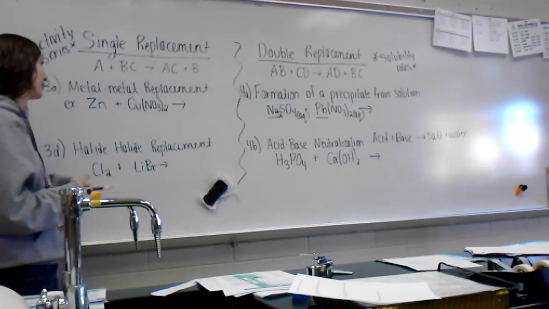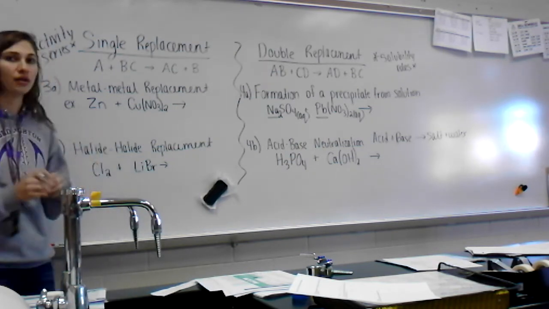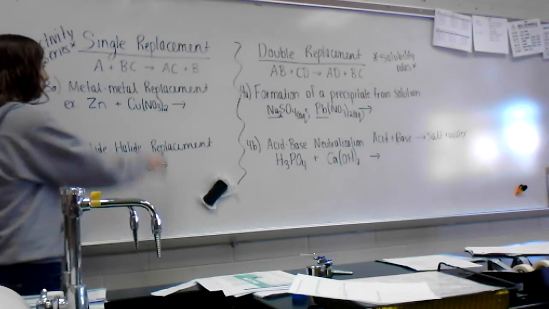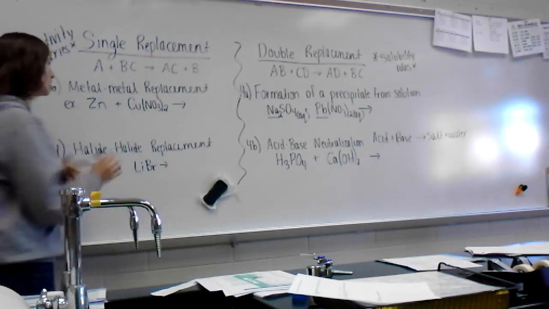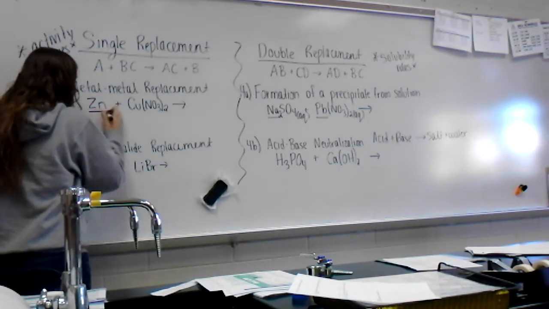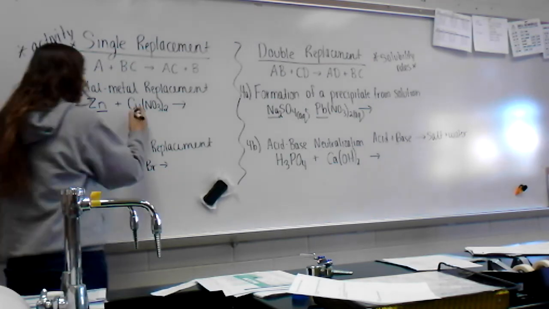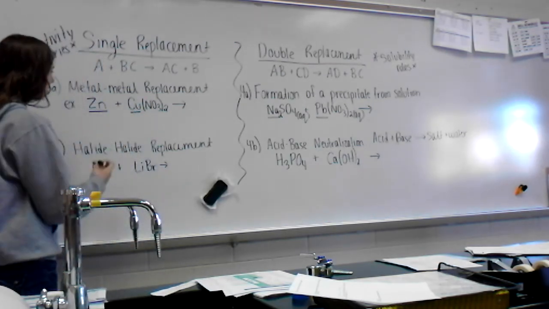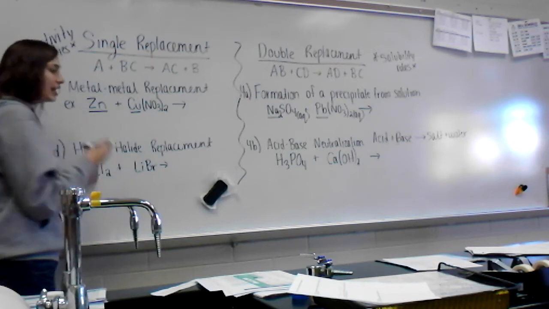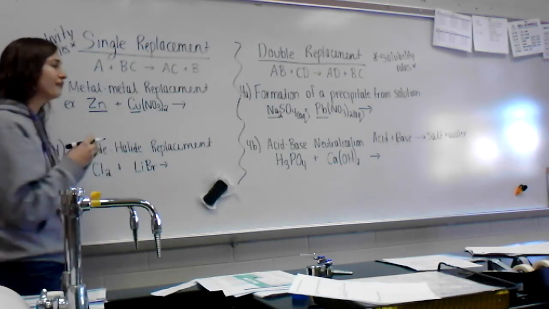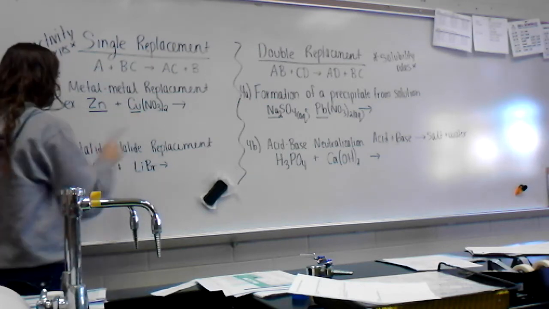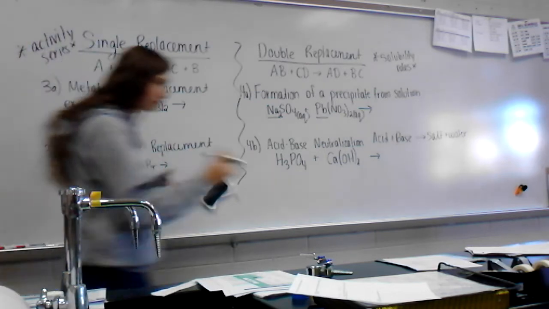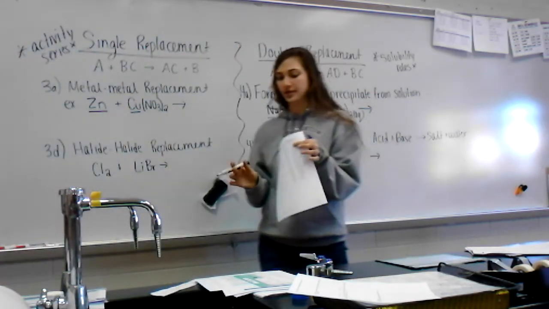Now we can do that a few different ways, and the first one is our metal-metal replacement. In our metal-metal replacement, one of our elements is a metal, the one that's by itself, and then we have a compound. What we're trying to do is see if the metal that's just the element can switch places with the metal in the compound. This is only going to happen if the metal in elemental form is more reactive than the metal in the compound. And for that, we need our activity series.